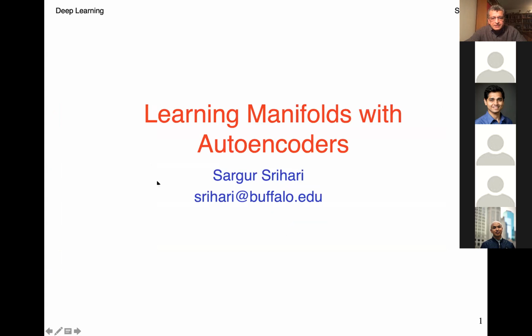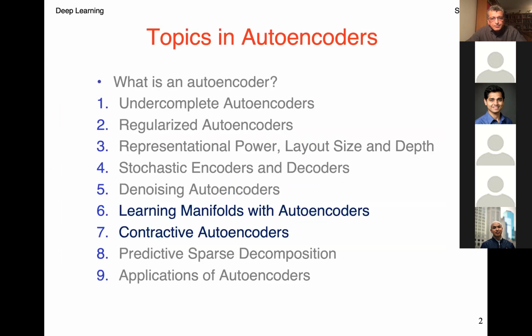Okay, so the topic is learning manifolds with autoencoders. This is under the whole topic of autoencoders. It's topic number 6, and we'll also do contractive autoencoders, topic number 7. So that's what we have in today's lecture.